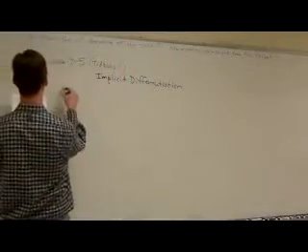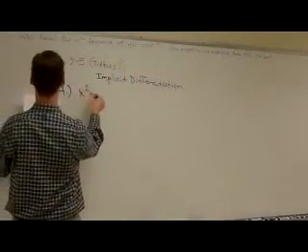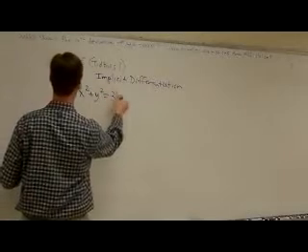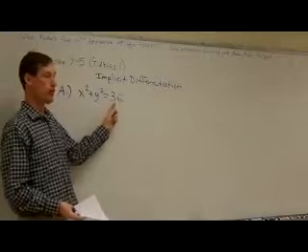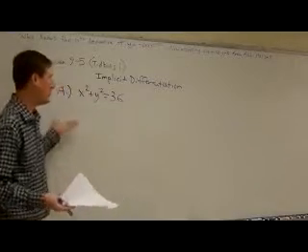Let's start off with the first question, which is x squared plus y squared equals 36. What is that? That is a circle of radius 6. There we go. It's just a circle.